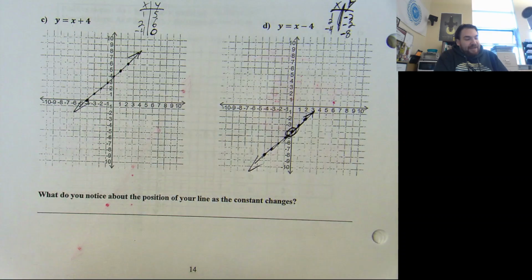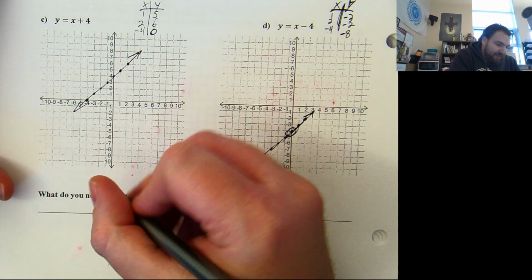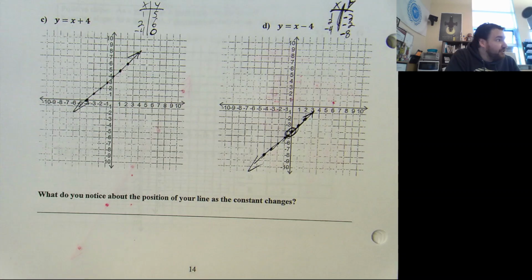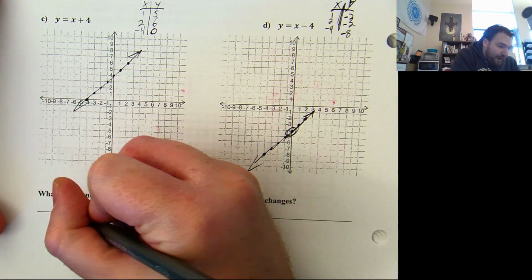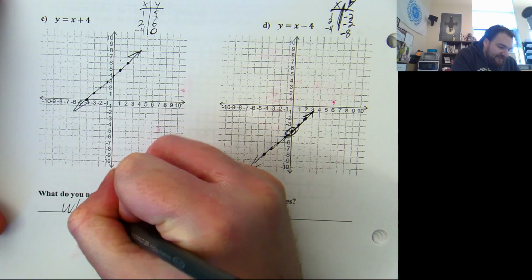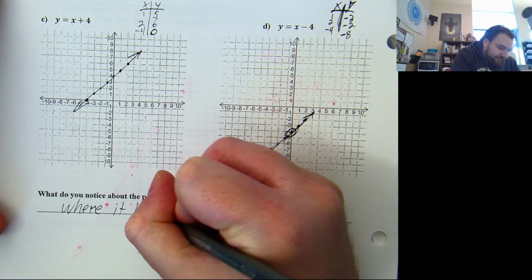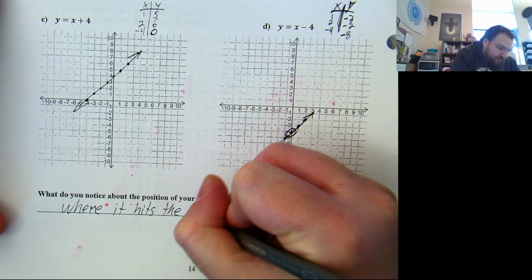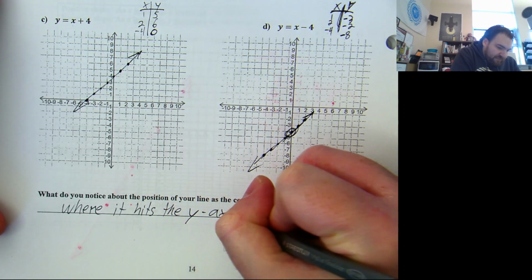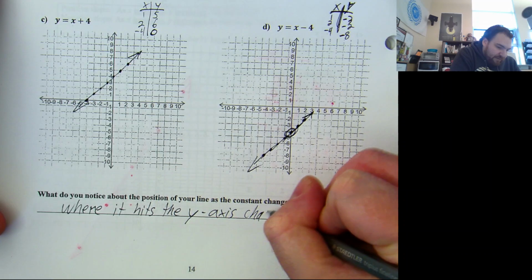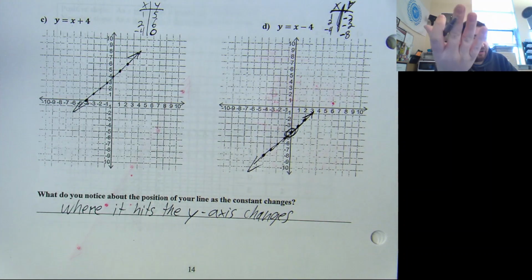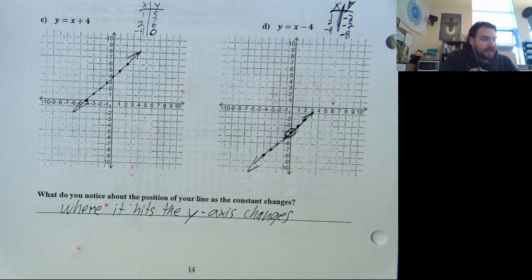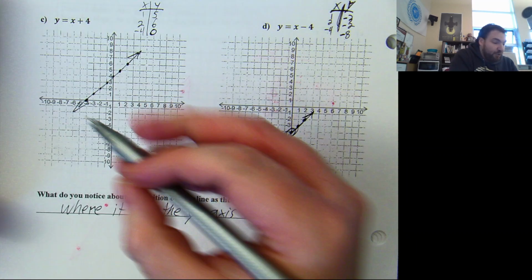So what is happening to the line as that number at the back, the thing we're adding and subtracting, changes? There's two ways to interpret it. Either where it hits the y-axis, or to use the descriptions that Lucas was giving the whole time, changing those y values moves the line up and down.